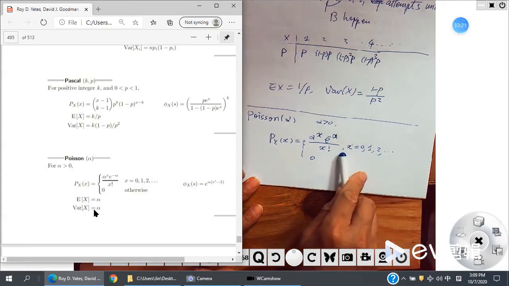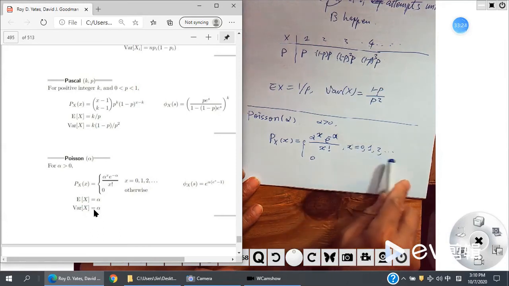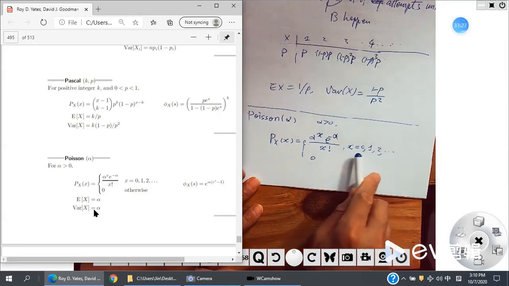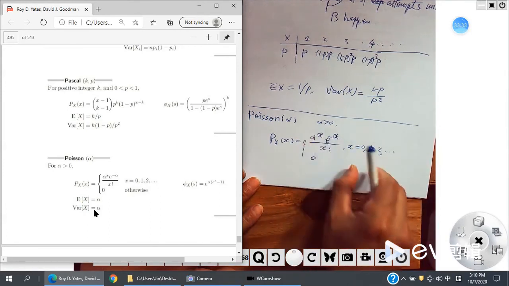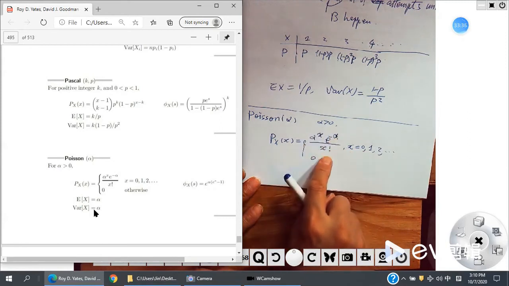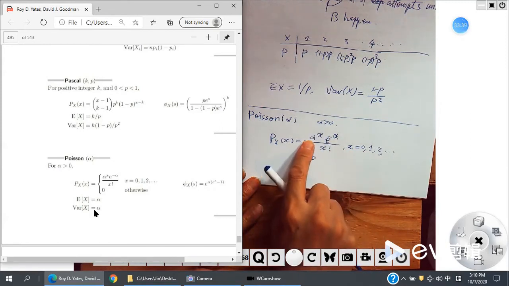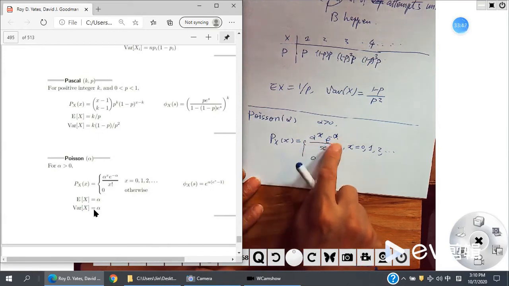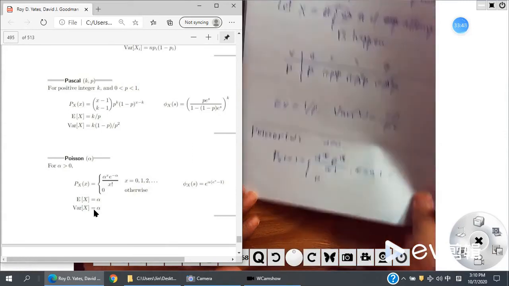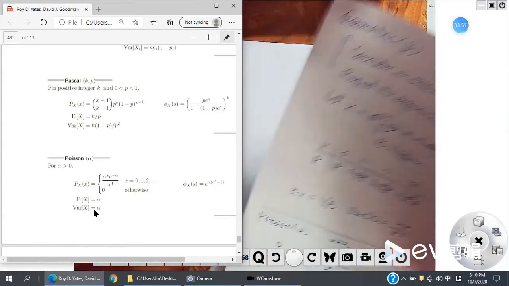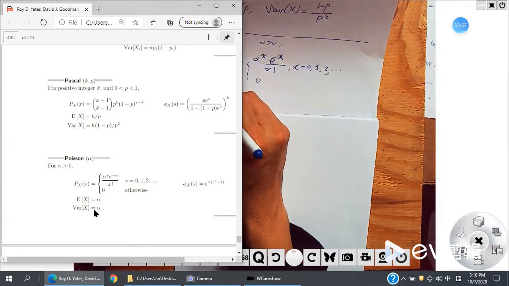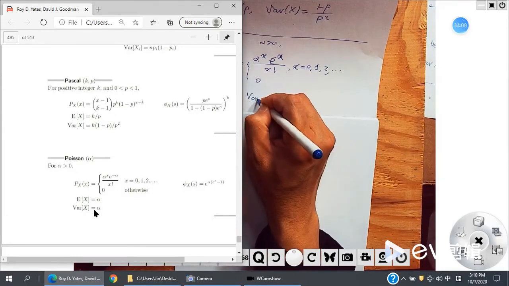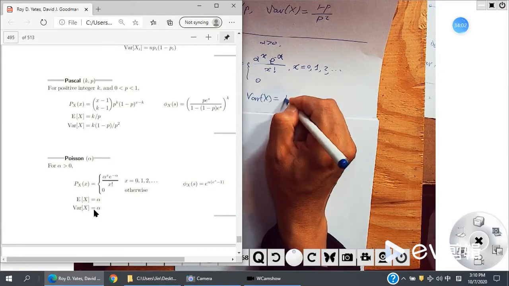Then you can have a list of possible values, right? The list of possible values is 0, 1, 2, until infinity, and the probability of every x should look like this, with different alpha. Alpha, you need to check what the alpha is. And for this one, the mean is that alpha, and the variance is also that alpha. So this is quite good.